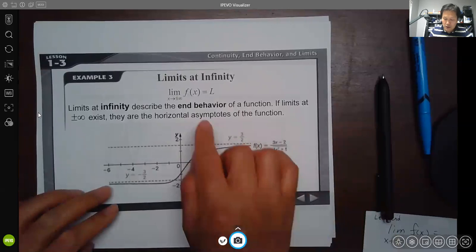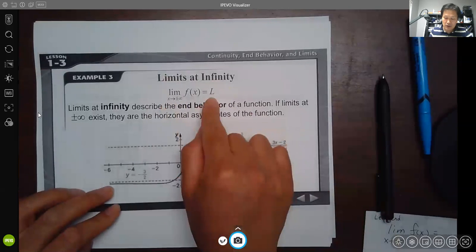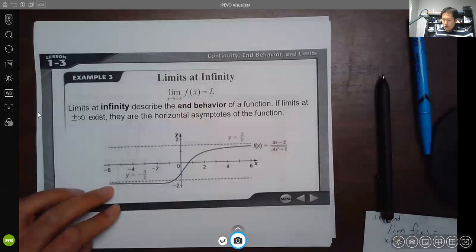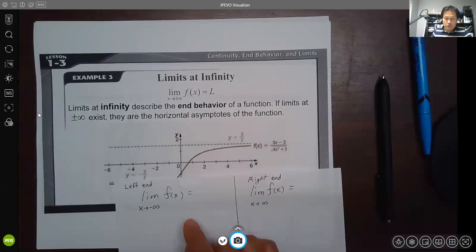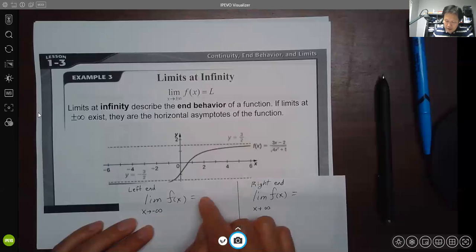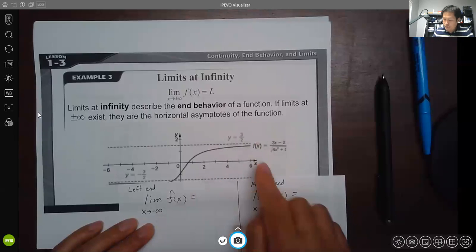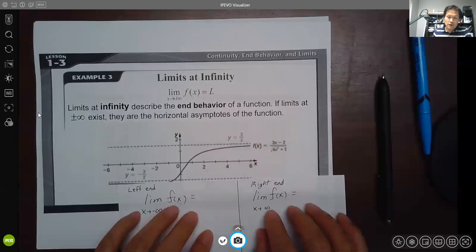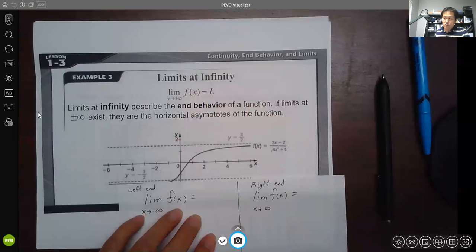So in this case, you cannot write it like this because this is a combination. So you will have to write that to the left end, it will be minus 3 over 2. To the right end, it will be 3 over 2. So these values will be different. You cannot write them all together like this.